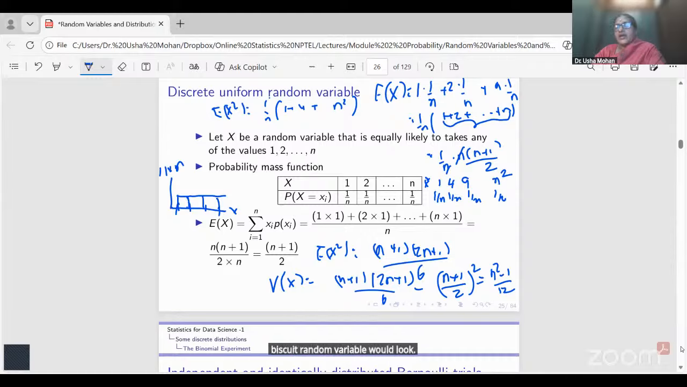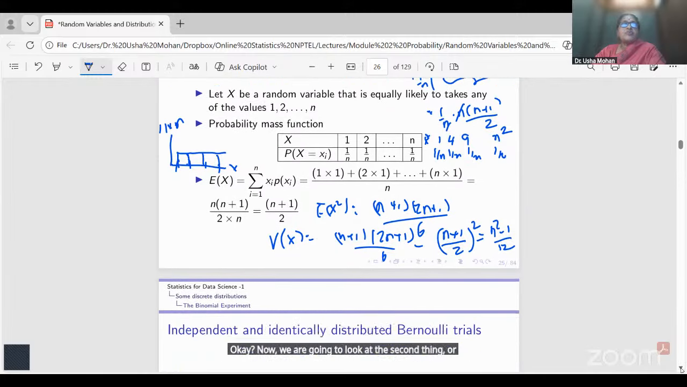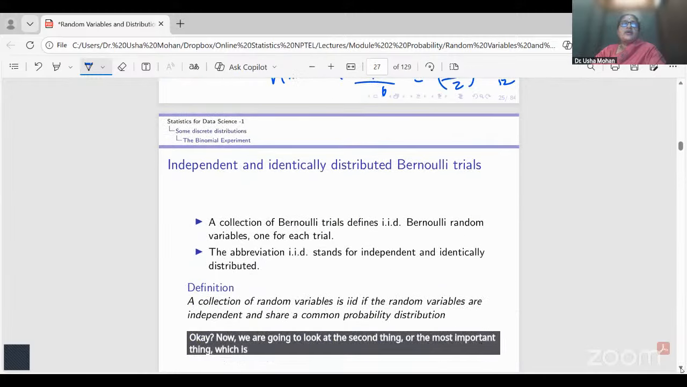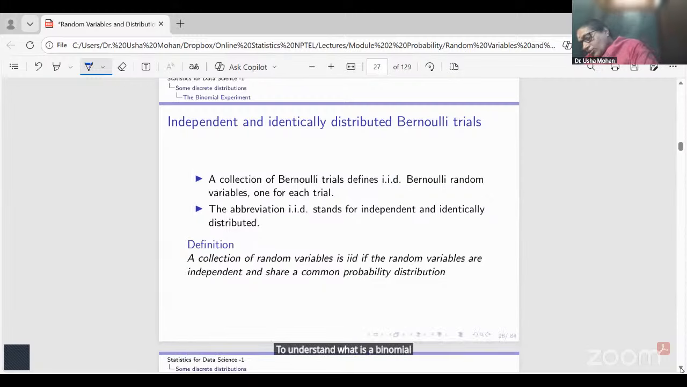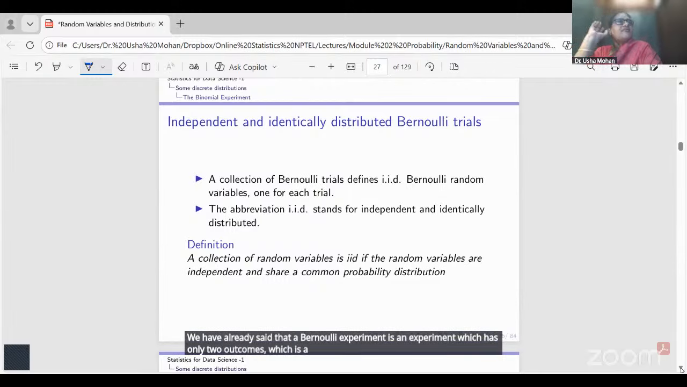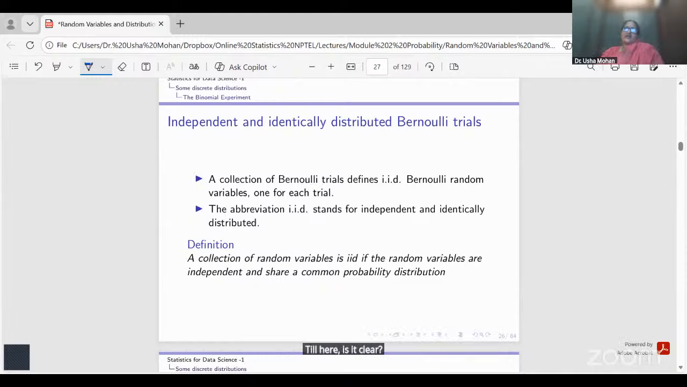Okay. Now we are going to look at the second thing, the most important thing, which is the binomial distribution. To understand what a binomial distribution is, we go back to our Bernoulli experiment. We have already said that a Bernoulli experiment is an experiment which has only two outcomes, a success and a failure. Would you all agree? Till here, is it clear?